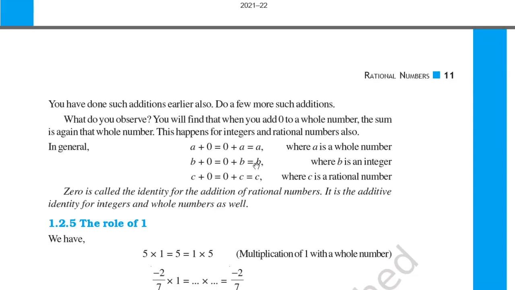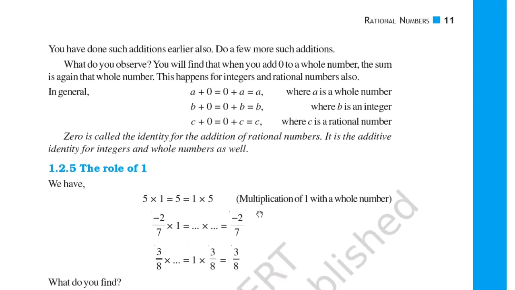In general, a plus 0 is equal to 0 plus a is equal to a, where a is a whole number. b plus 0 is equal to 0 plus b is equal to b, where b is an integer. c plus 0 is equal to 0 plus c is equal to c, where c is a rational number. So 0 is called the identity for addition of rational numbers. It is the additive identity for integers and whole numbers as well.